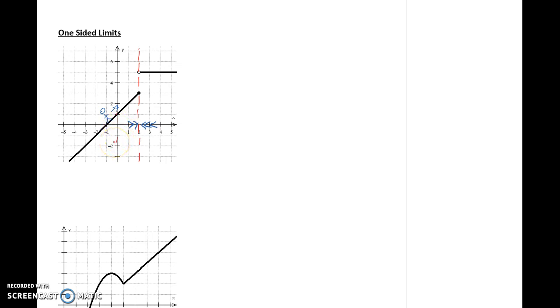Well, I think it's plain to see that as you get closer and closer to the red line where x is equal to 2, then the limit of f of x as x approaches 2, and we use the little minus sign here to indicate that you're approaching from the left hand side, you would expect to be at a height of 3. That's the height there that you would expect to be at.